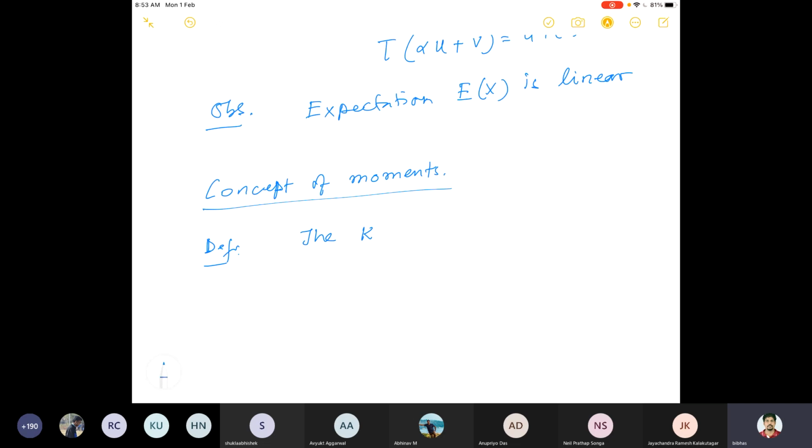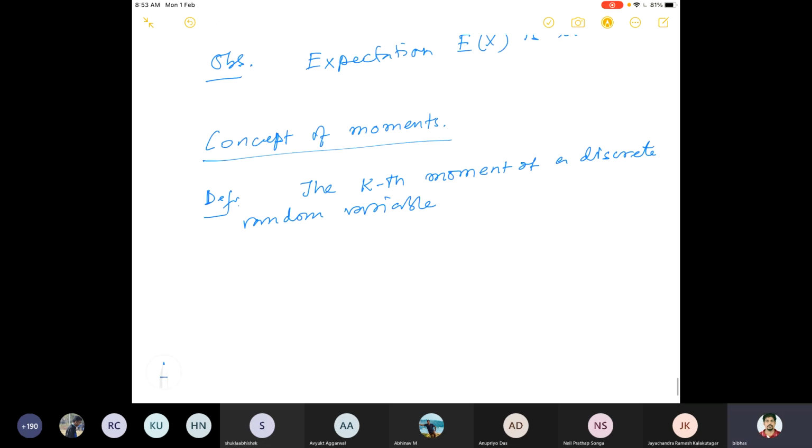So the definition. The kth moment of a discrete random variable is defined this way. Okay, guys, just a minute.